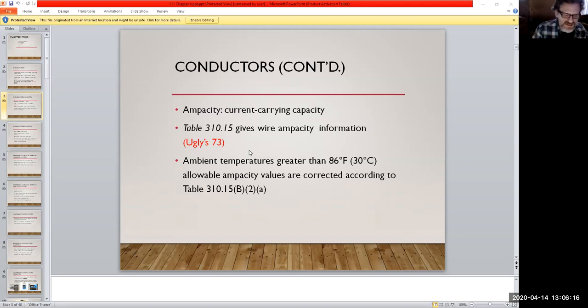Tables, there are so many tables and charts in the NEC, it's insane. But this one's one of the more important ones. So Uglies also has it listed off. So you'll be able to reference that and see what your wire ampacity is for specific wire sizes. And that way you can tell, okay, I need to be able to deliver this current, so I need this specific wire size, right?